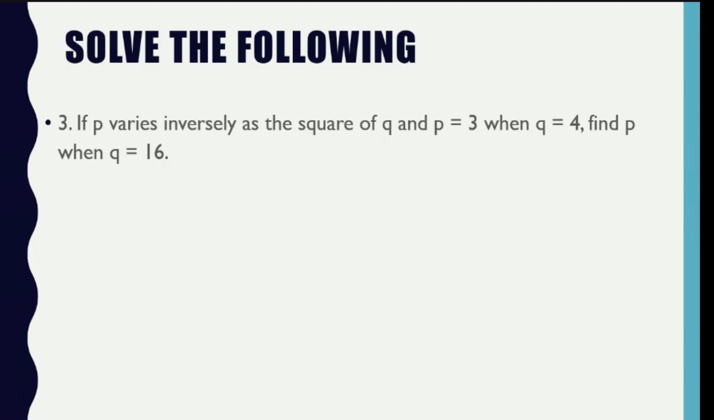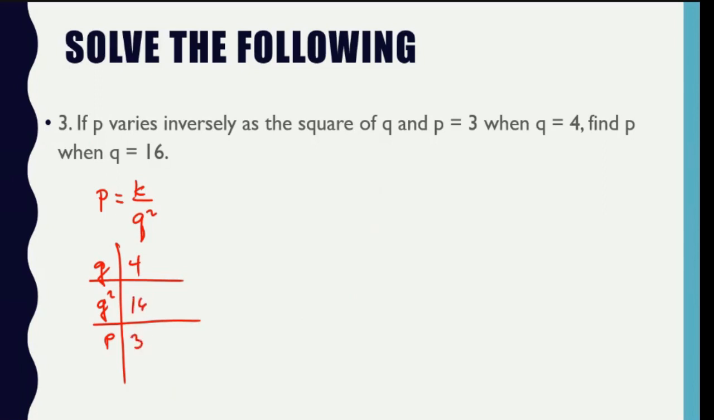3. If p varies inversely as the square of q, p is 3 when q is 4. Find p when q is 16. Let's have the tentative equation. p is equal to k over the square of q. Let's have now the table of relation. You will be having q squared all over p. So q is 4, p is 3, q squared is 16.